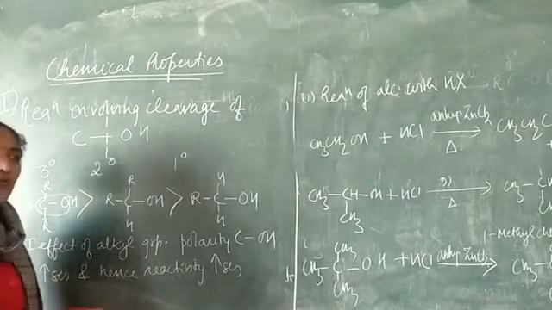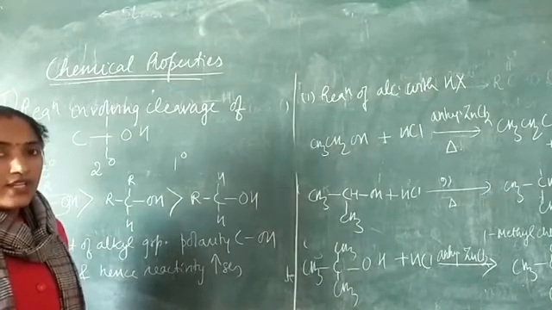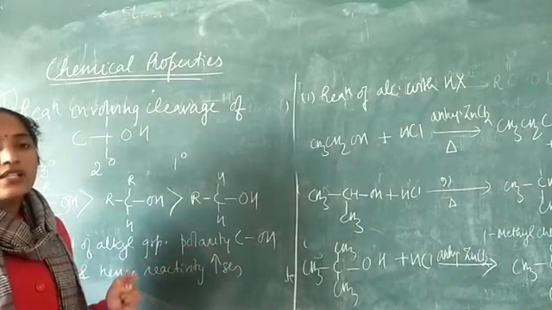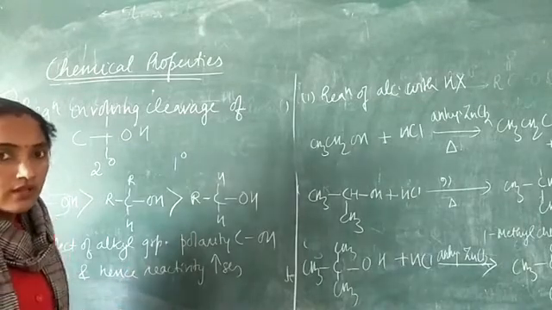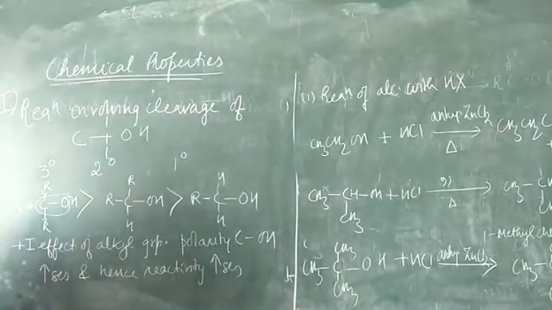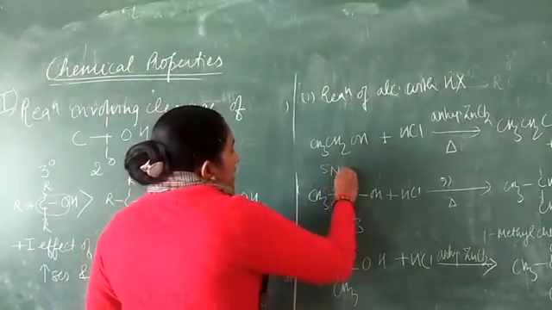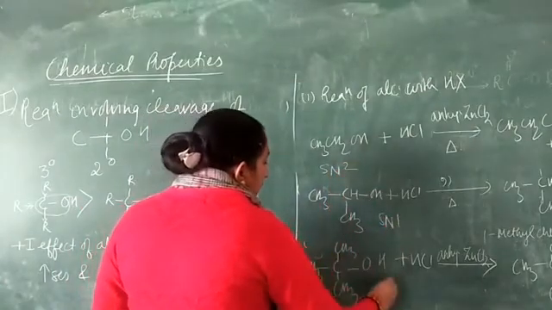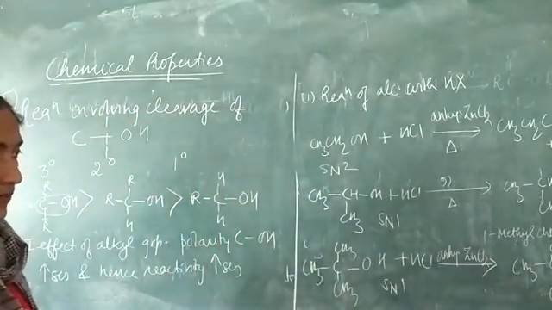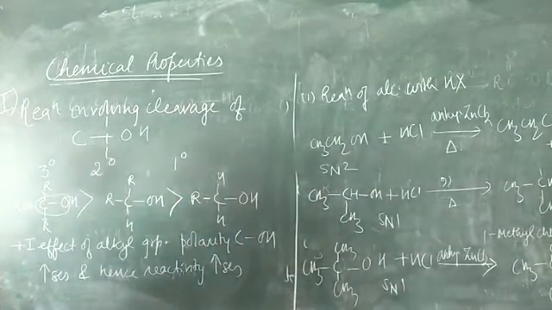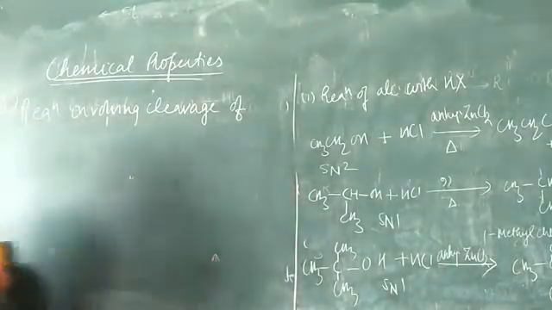Now one more thing I want to tell you: primary alcohol, students, will undergo the SN2 mechanism for this reaction, and the secondary and tertiary alcohols are going to follow the SN1 mechanism. So this is about the reaction of alcohol with halogen acid.